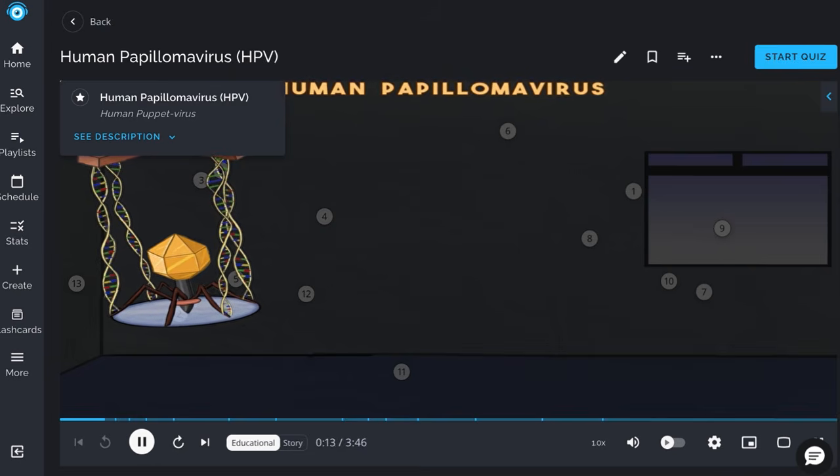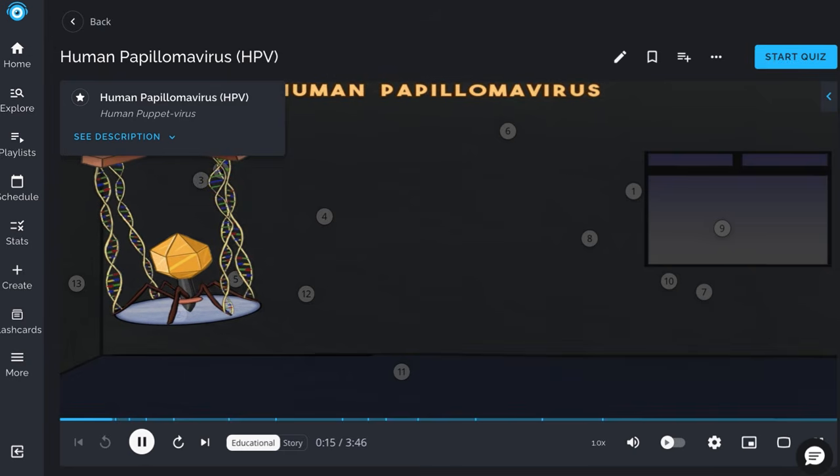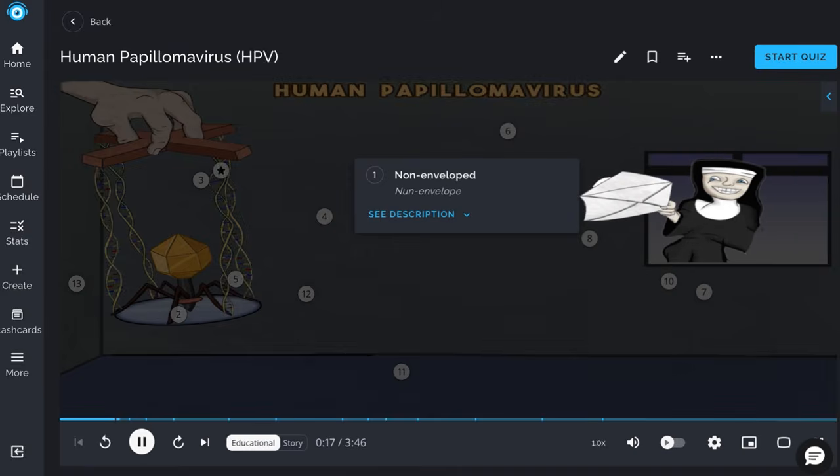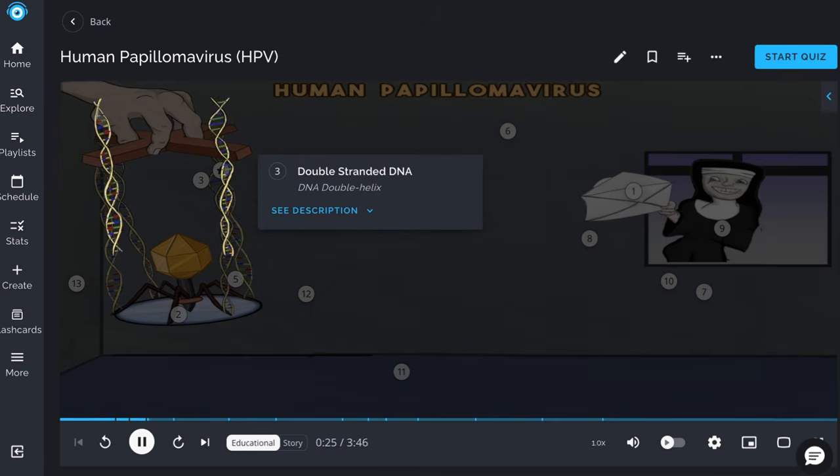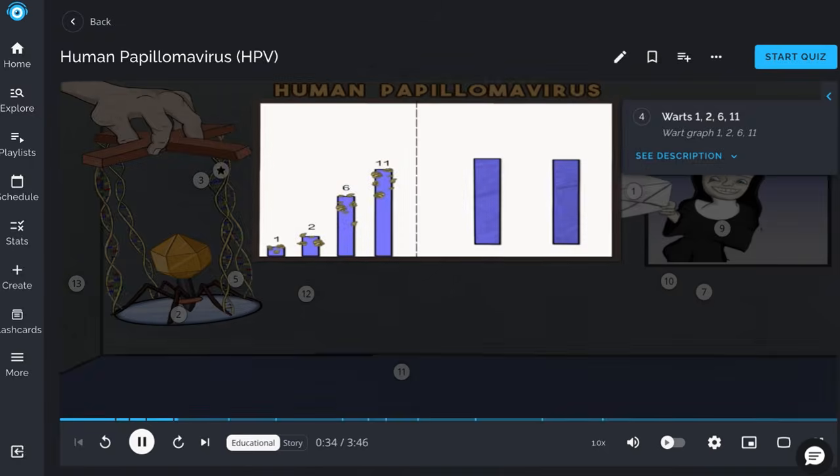Human papillomavirus can be recalled here by the human puppet virus. This viral organism is non-enveloped, seen as the non-envelope, and its DNA exists in a circular arrangement, shown as the circular object. An important differentiating factor to recall is that HPV is a double-stranded DNA virus, exhibited by the DNA double helix.